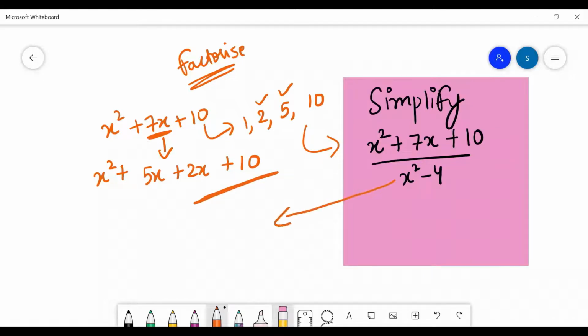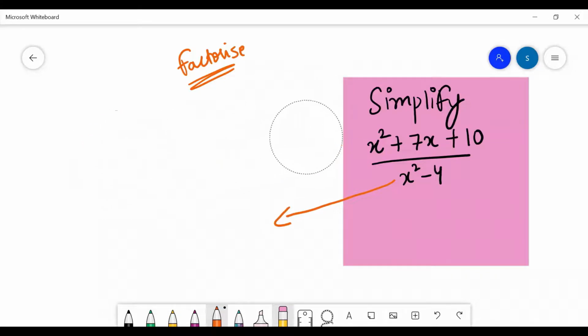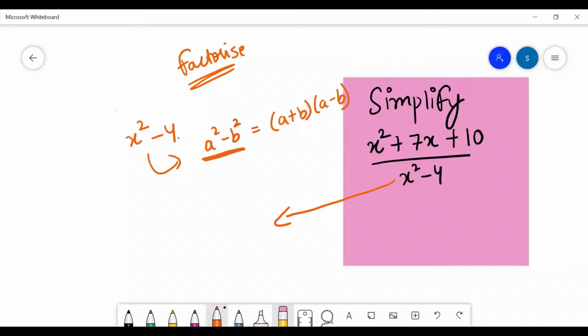Now let's talk about the denominator. So here the denominator does not have a middle term. It simply is x squared minus 4. So there's a formula, a squared minus b squared is equal to a plus b into a minus b. So basically, if you have an algebraic expression in this form, a square minus b square, you can split it into a plus b into a minus b.